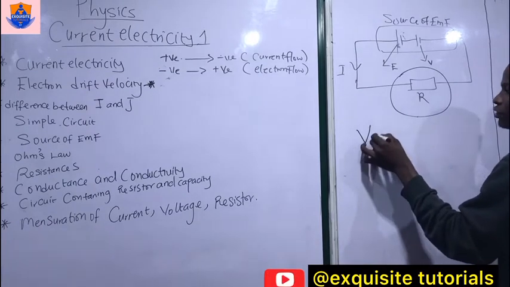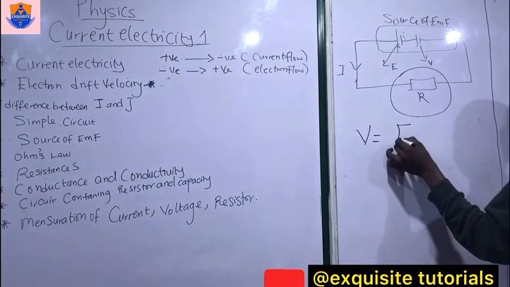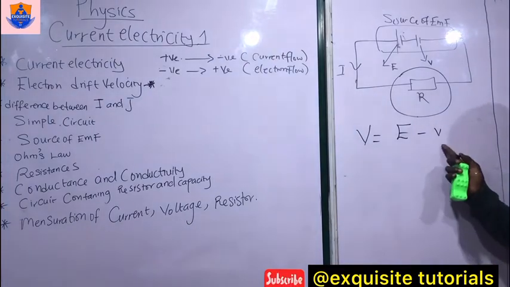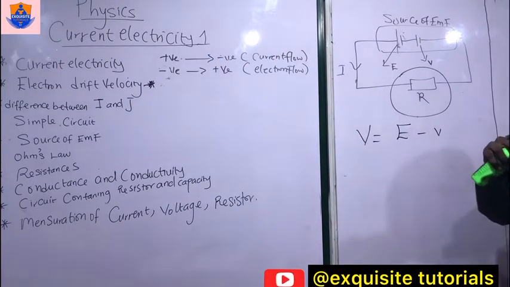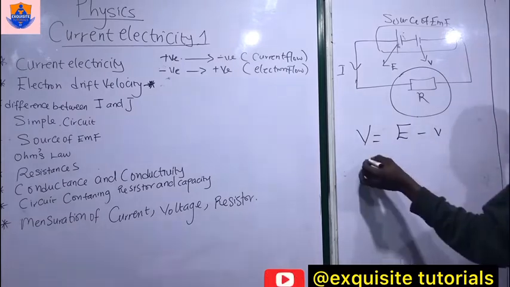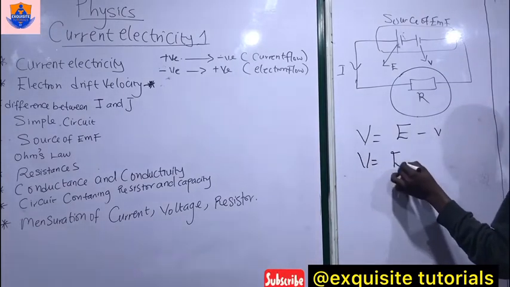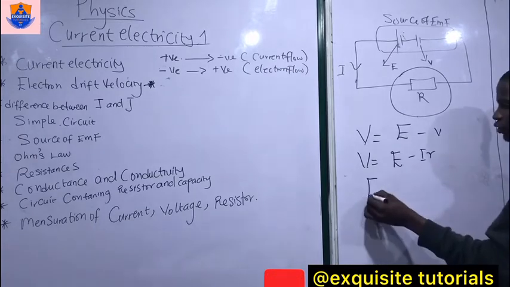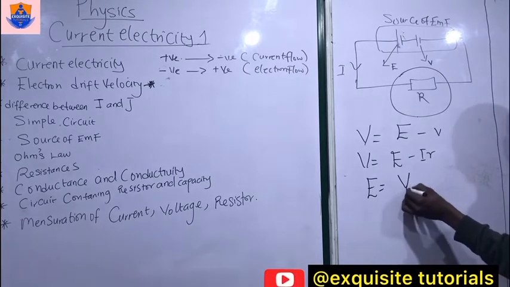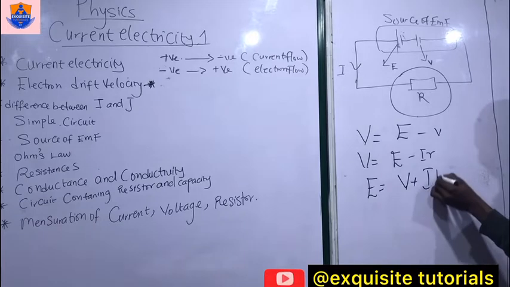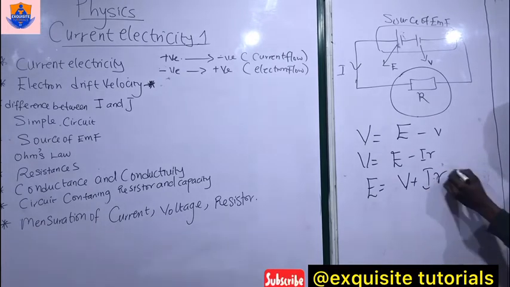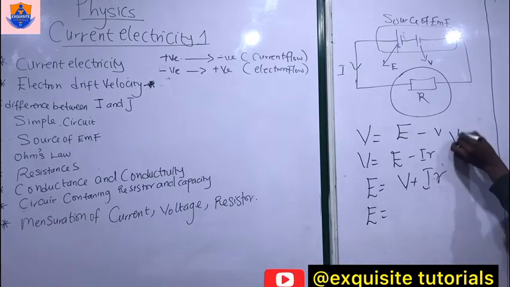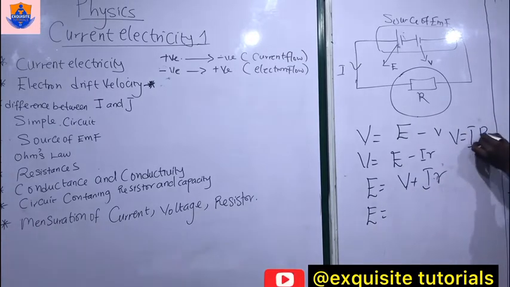So our potential difference is equal to E minus the small v. This small v is the voltage that carries the internal resistance. So V is equal to the big E minus small Ir. So our E is therefore equal to V plus Ir. Take note, the small v is equal to Ir, our capital letter I times r.